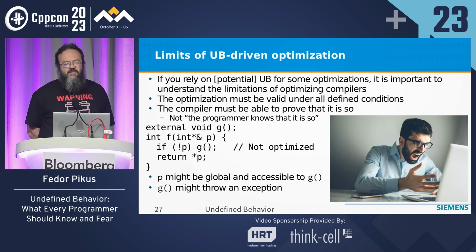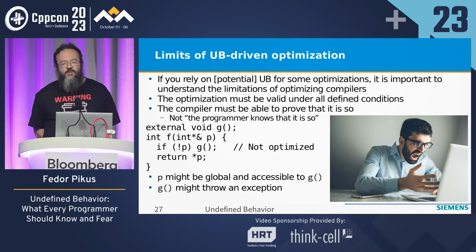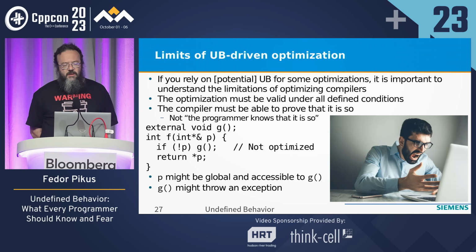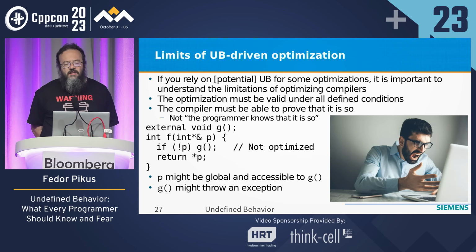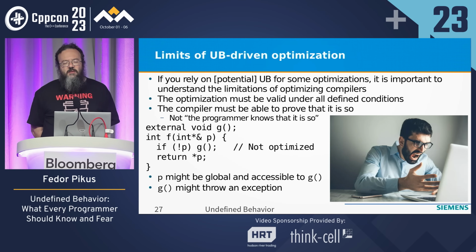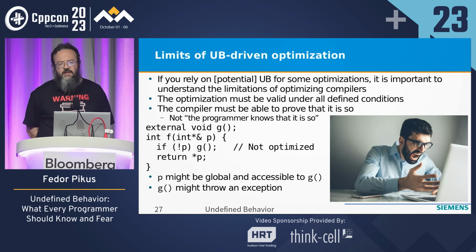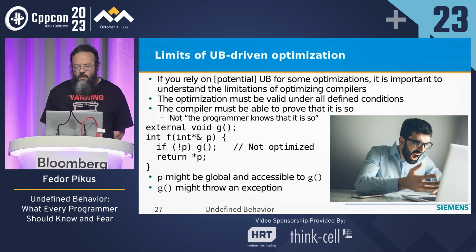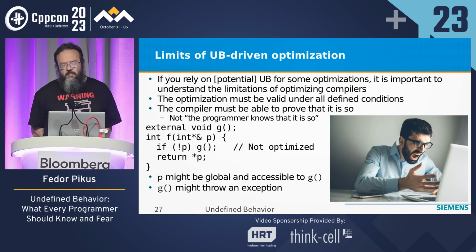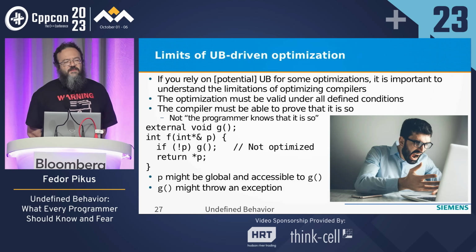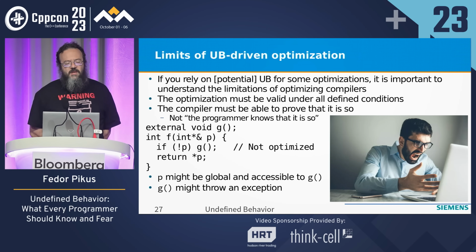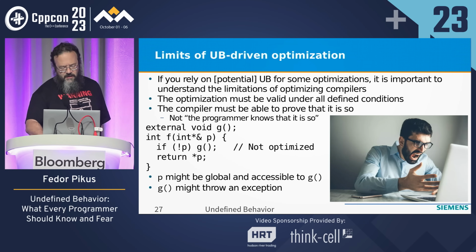There are two reasons why. First of all, that P may alias a global value. Function G may access the global value. Therefore, after the call to G, P may change. Second, it might actually throw an exception from G, and therefore you will never dereference star P. So in this case, there will be no optimization, and the compiler is entirely correct. This code, even for P equal null, maybe doesn't exhibit undefined behavior.